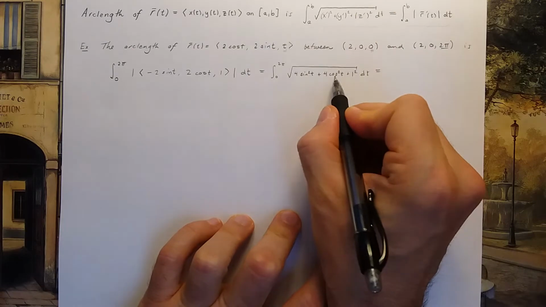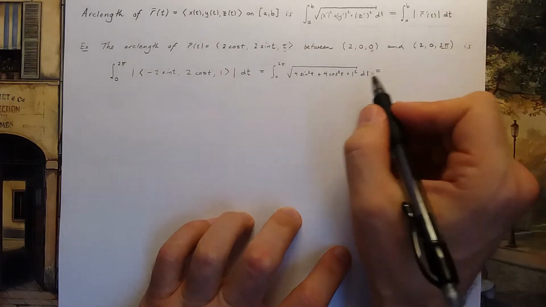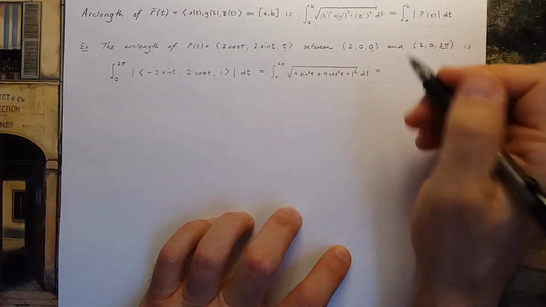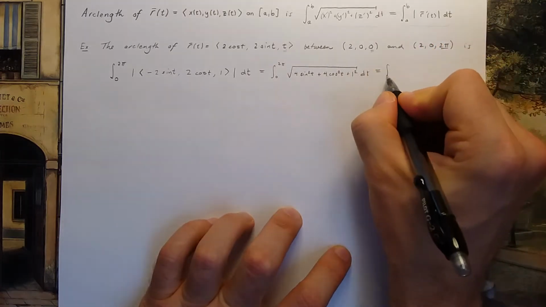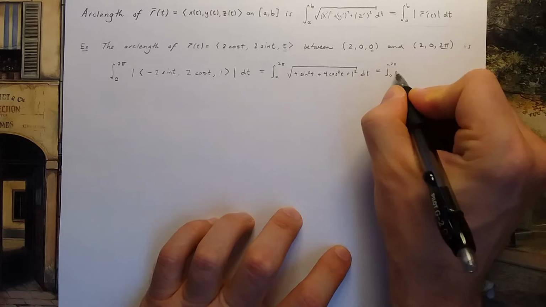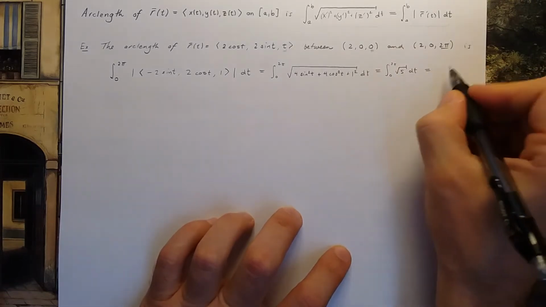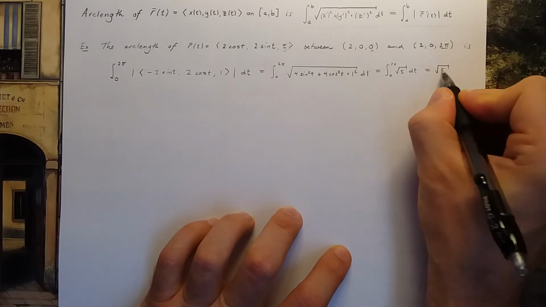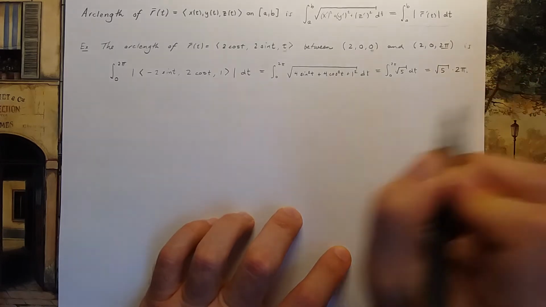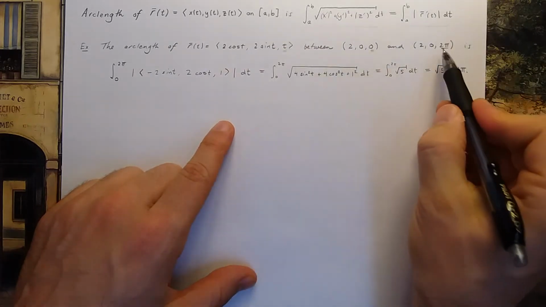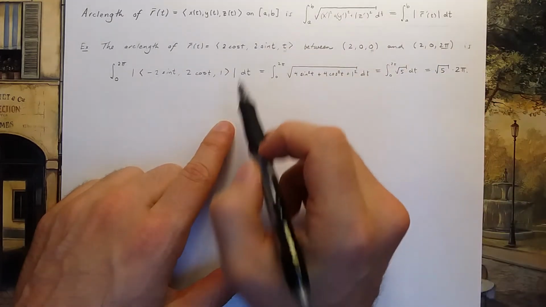Now, sine squared plus cosine squared is equal to 1. So 4 sine squared plus 4 cosine squared is equal to 4. This is really just the integral from 0 to 2 pi of the square root of 5. So you can integrate and you'll get the arc length, which is the square root of 5 times 2 pi. That's actually the length of one rotation of this helix.